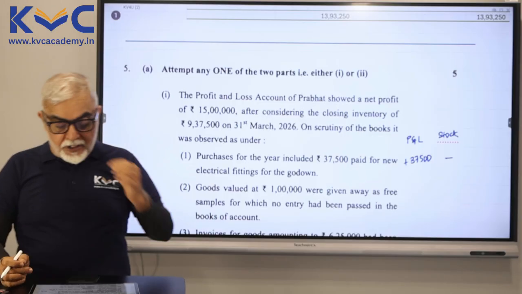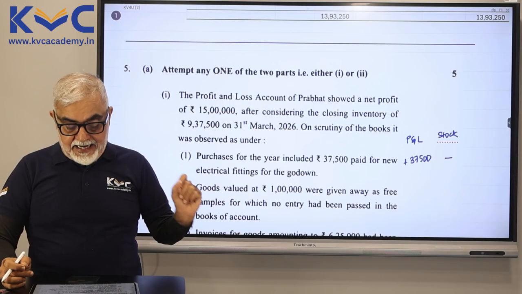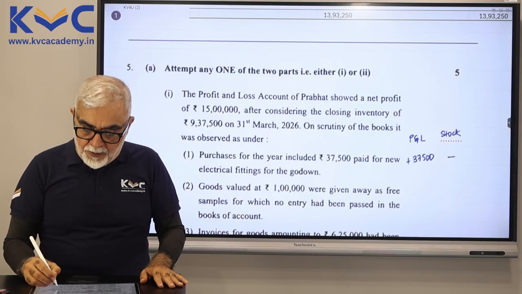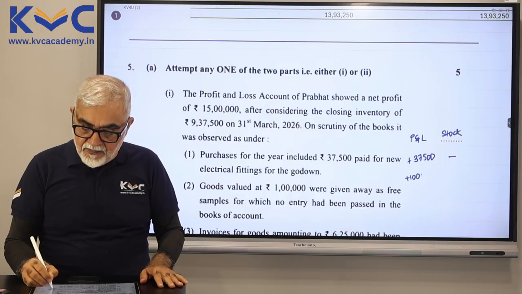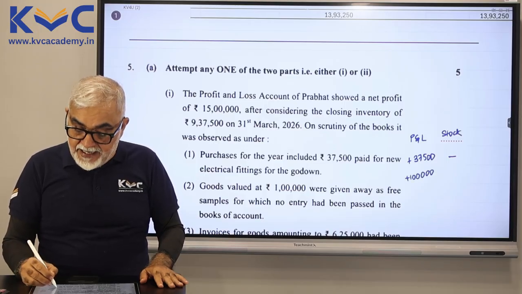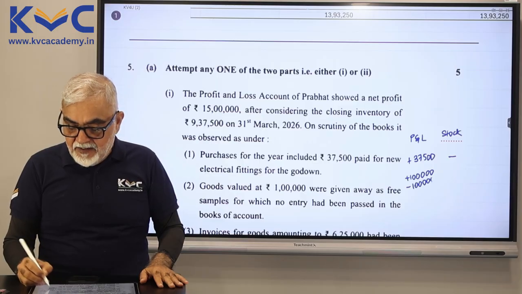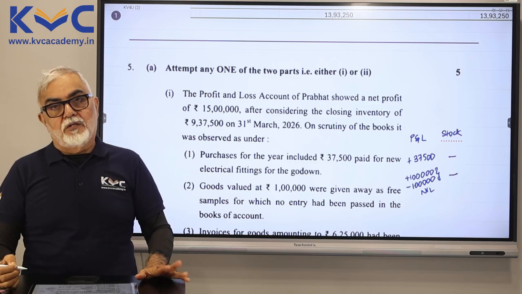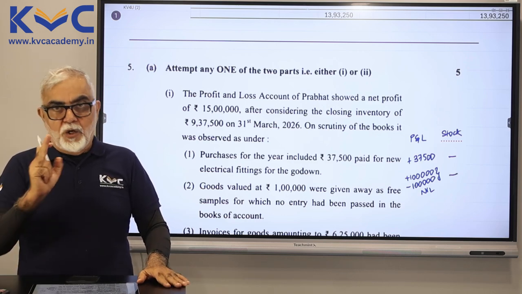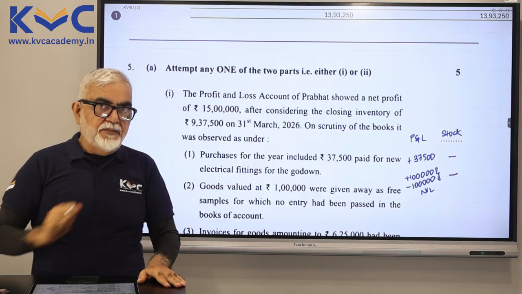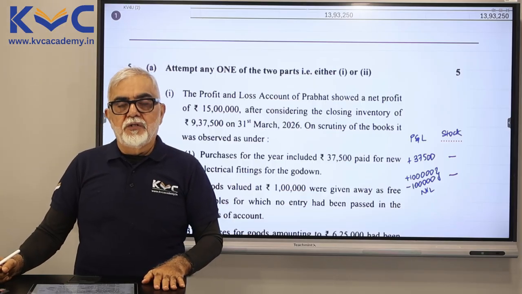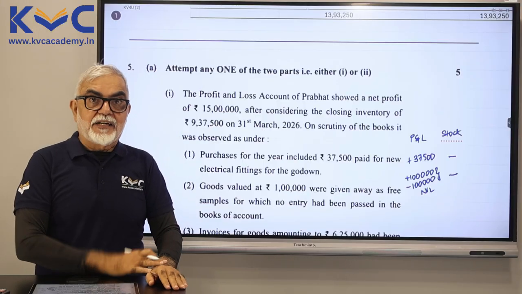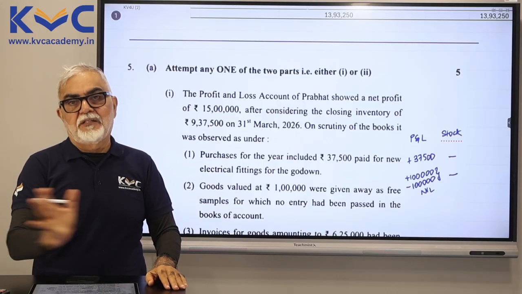Next. Goods of the value of 1 lakh were given away as free samples. So, from purchases, I have to reduce 1 lakh. Again I debit advertisement expenses. So, it is nil effect in the P&L and nil effect for my stock also. Are you following? Look, when you give goods to your customers as free samples, you have to reduce from purchases. So it increases my GP. Then you have to show it as advertisement. So it reduces my NP. So the ultimate effect on profit is nil.